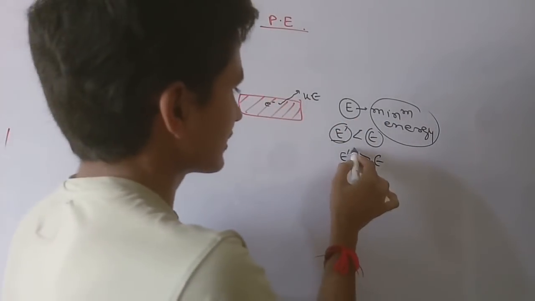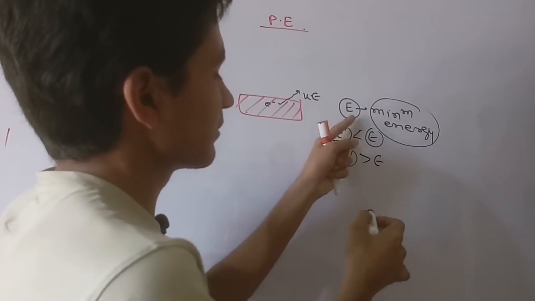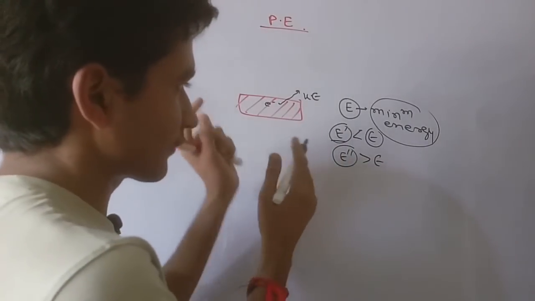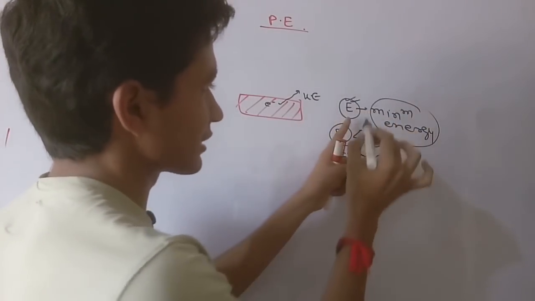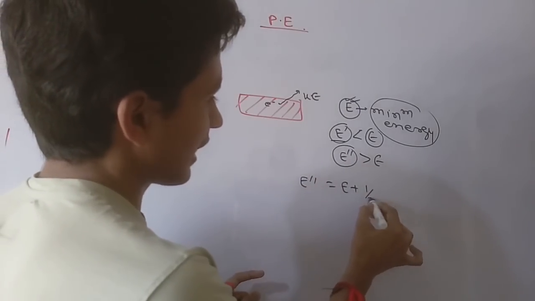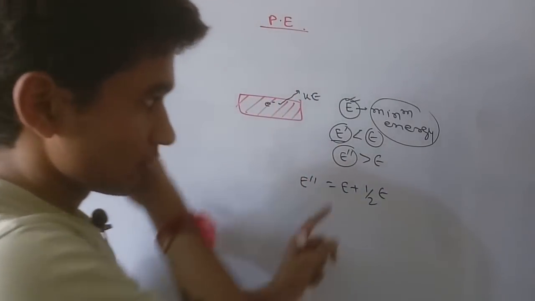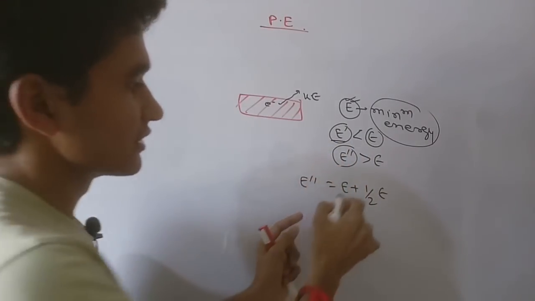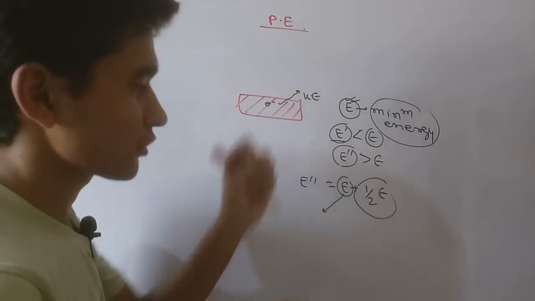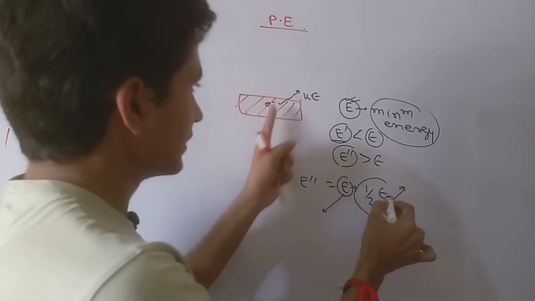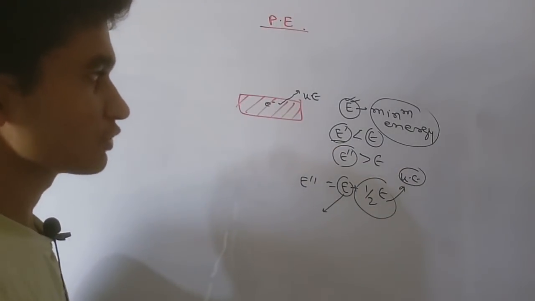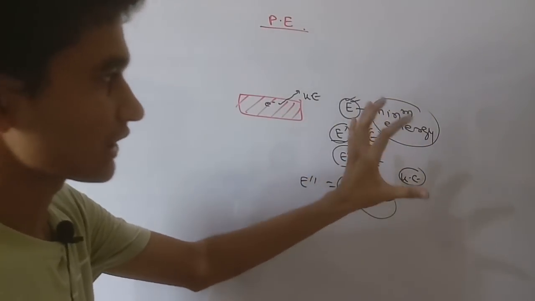Now in the next condition, you are supplying more energy than the minimum energy, so electrons will be excited, because for excitation only E was required. Suppose the energy you are giving, E dash, is E plus half E. So this E will be used in excitation of the electron, and this half E will be used as kinetic energy for that electron. So this is the basic concept behind the photoelectric effect.